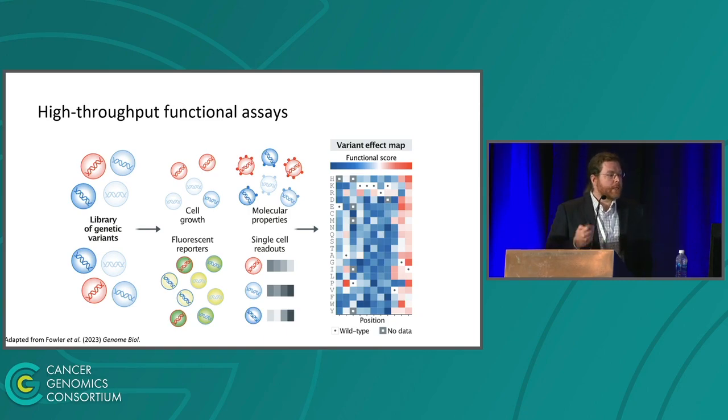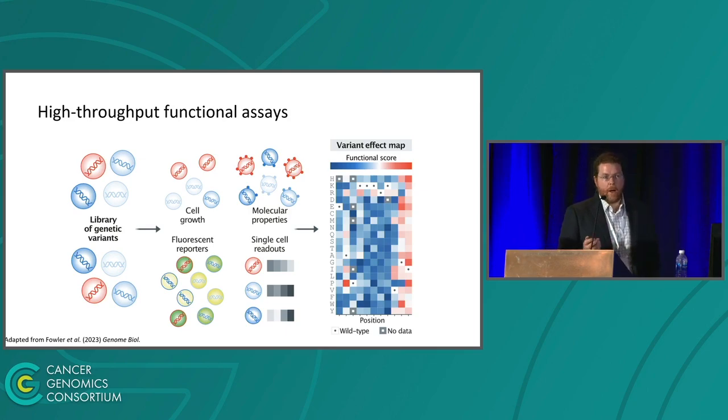Cell surface expression, other stuff like that. We can do anything with a fluorescent reporter. And then there's also an emerging area of using single cell readouts. So you can imagine that if you wanted to look at a transcription factor, getting a bunch of single cell transcriptomes for each variant would give you a lot of information.